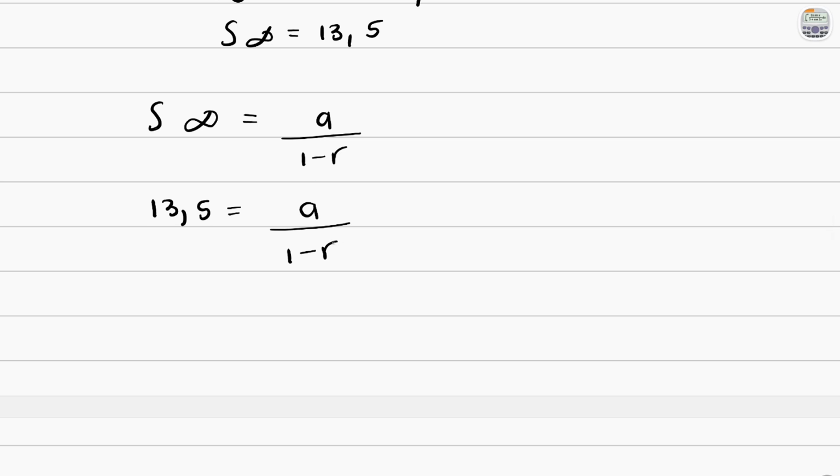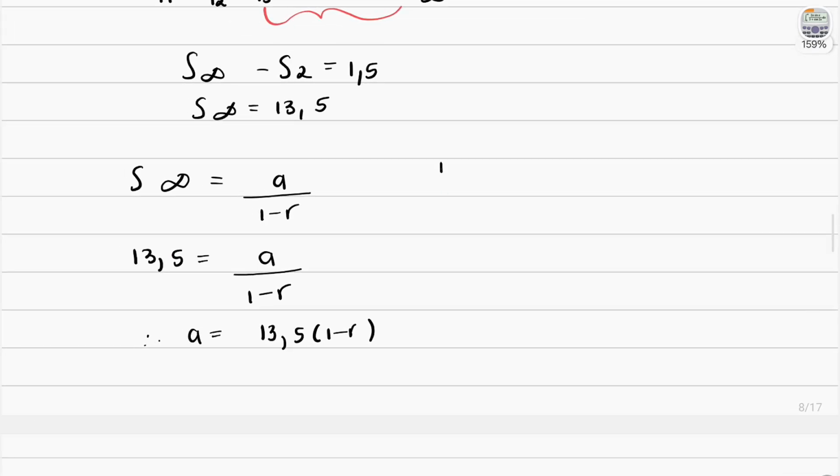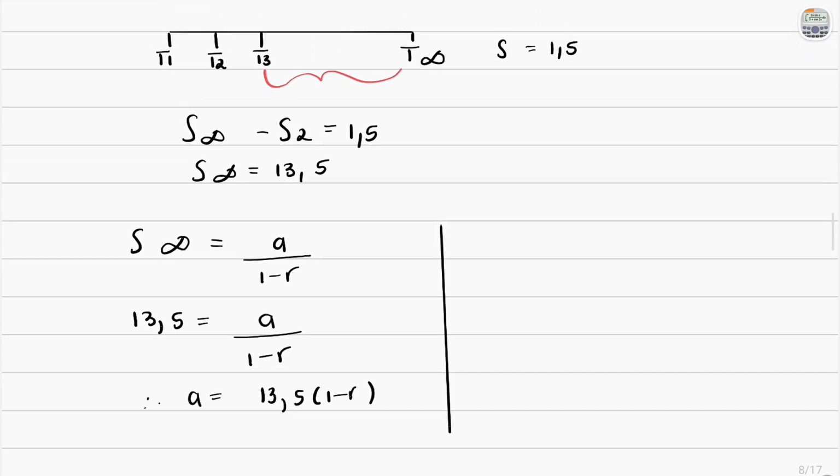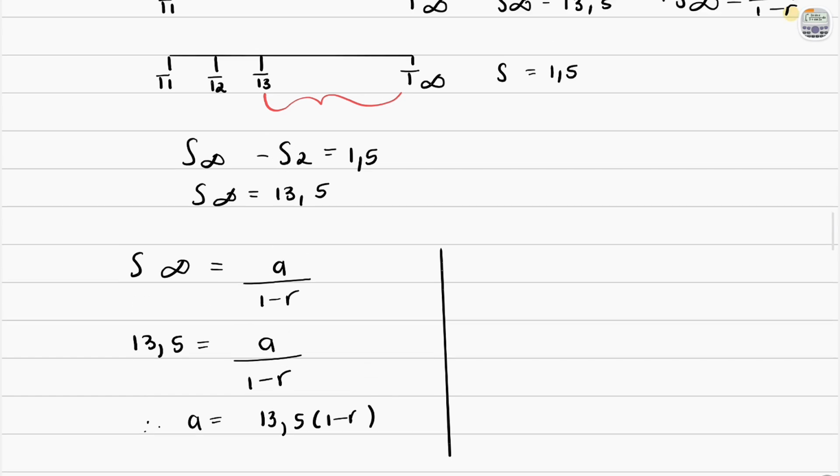I'll just go ahead and make a the subject. If I want a to be left alone, I need to get rid of this, so we can multiply both sides by 1 minus r. And so we have a equals 13.5 times 1 minus r. And now to find the sum to infinity minus the sum of 2 terms, we would need to understand what the sum of 2 terms is.